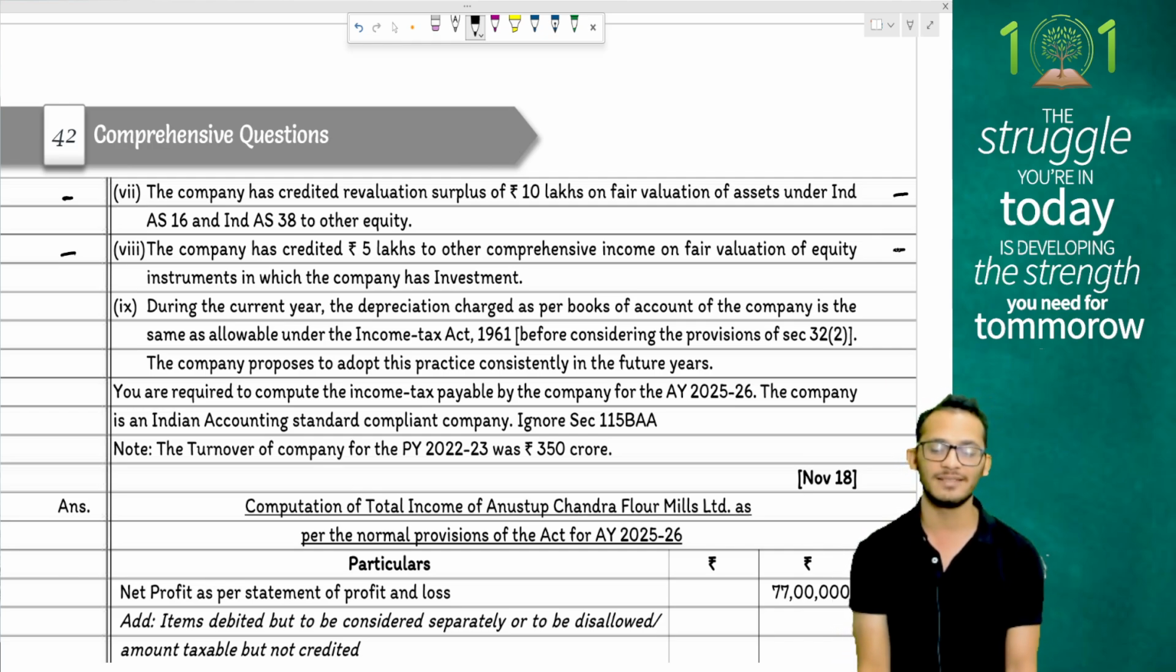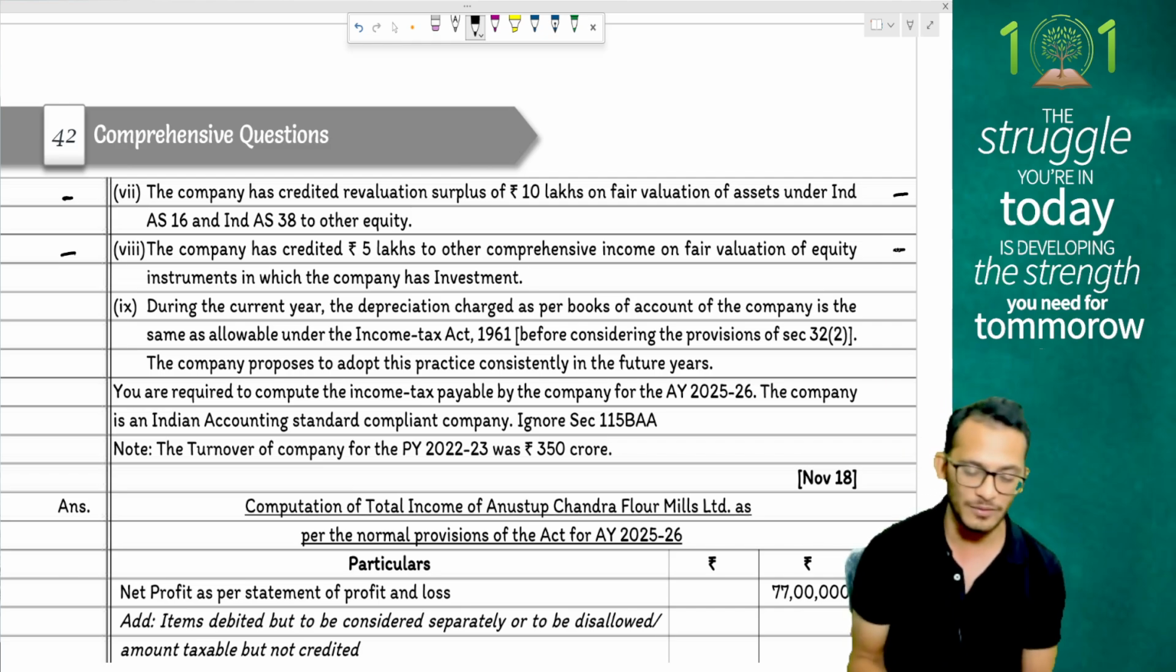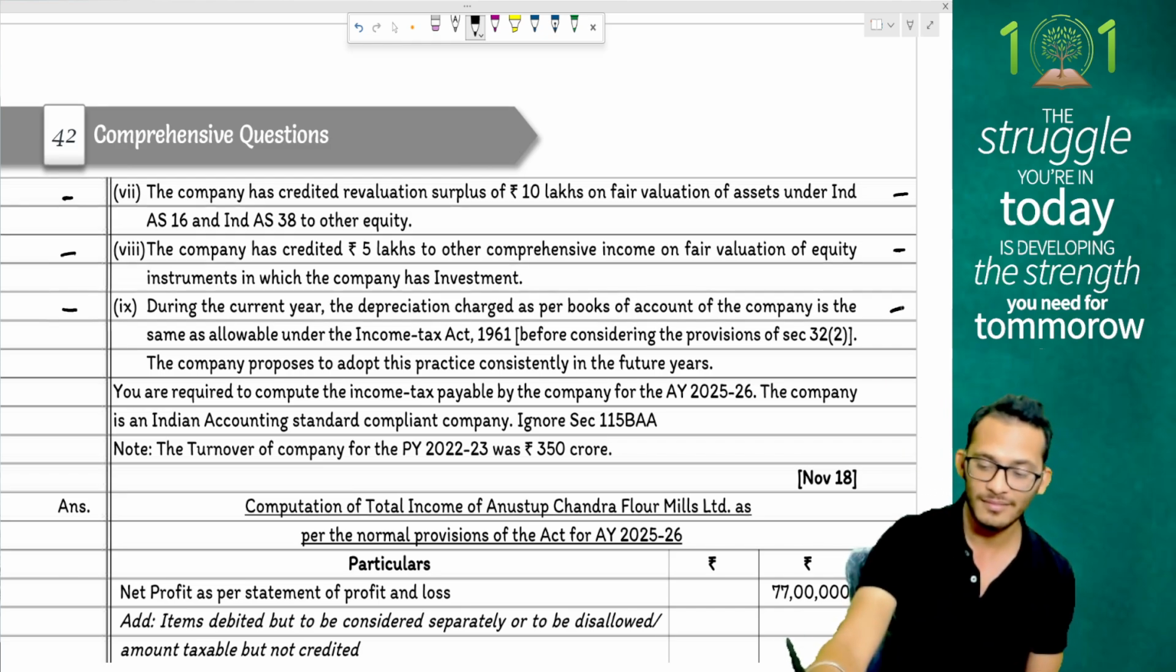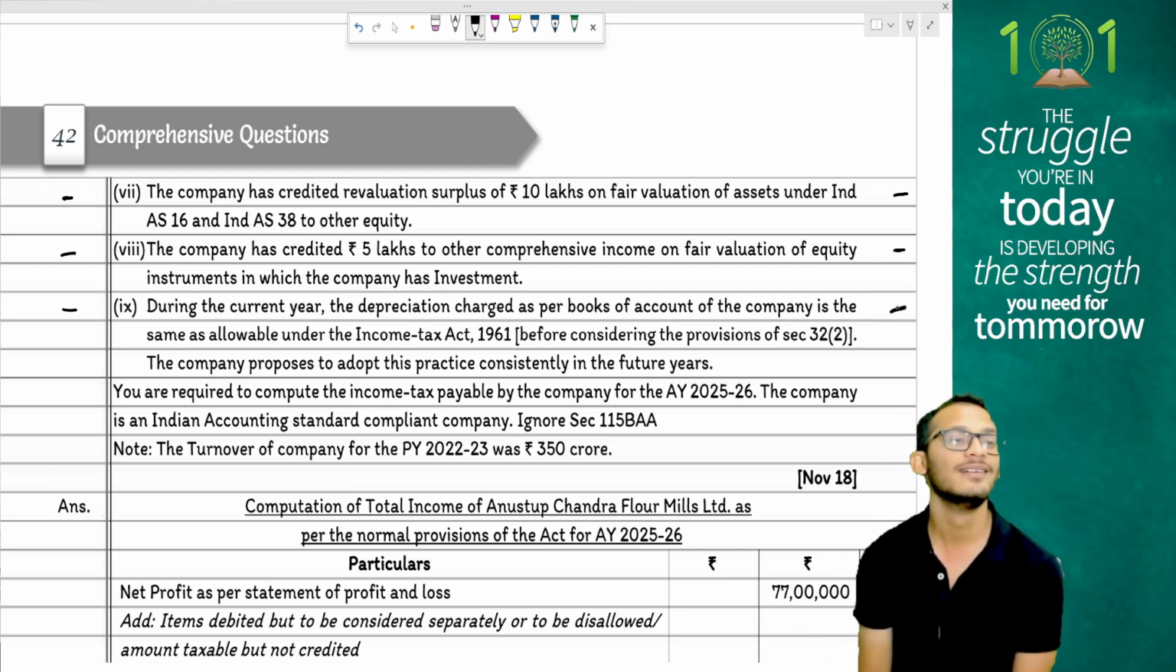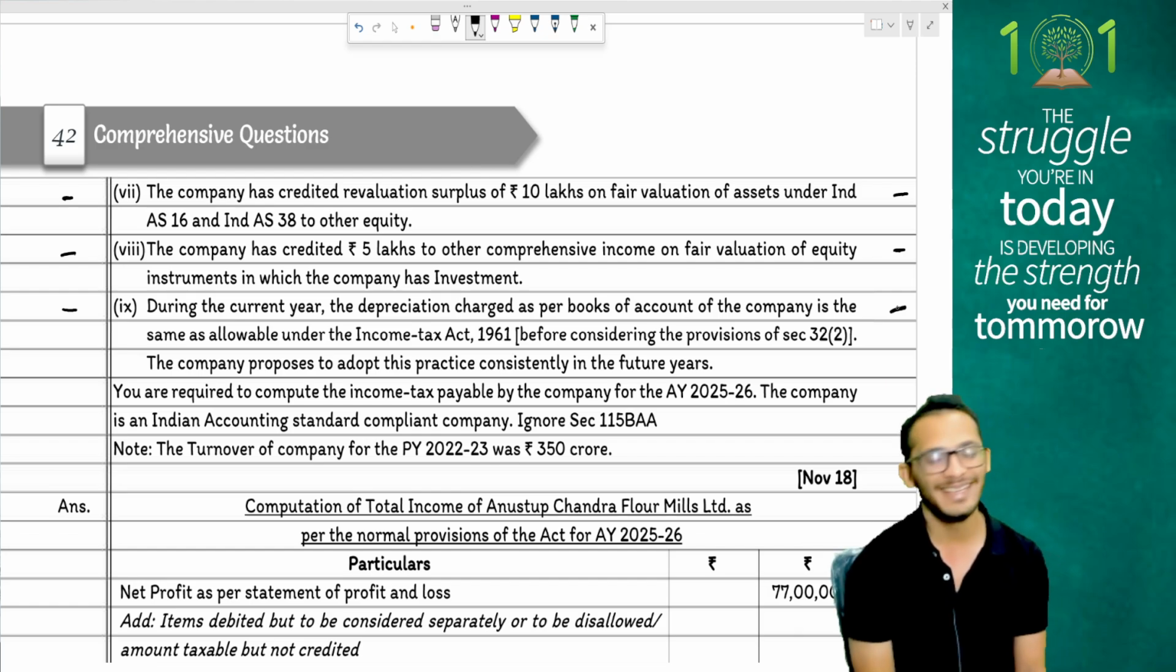Next, during the current year, the depreciation charged as per the books of accounts of the company is the same as allowable under the Income Tax Act. Super for you. The number also they have not given. What will you do? Take the number, ignore it.